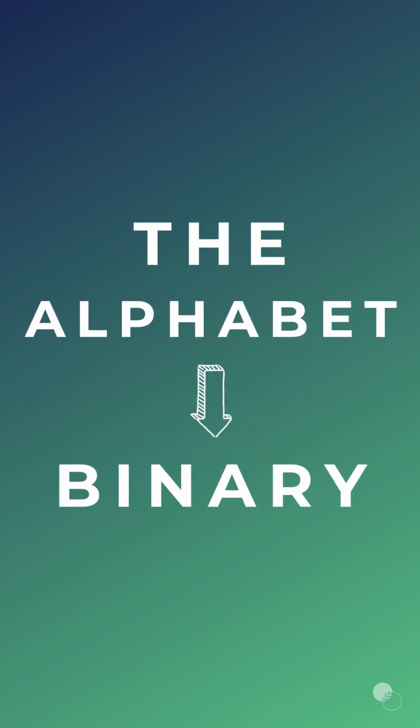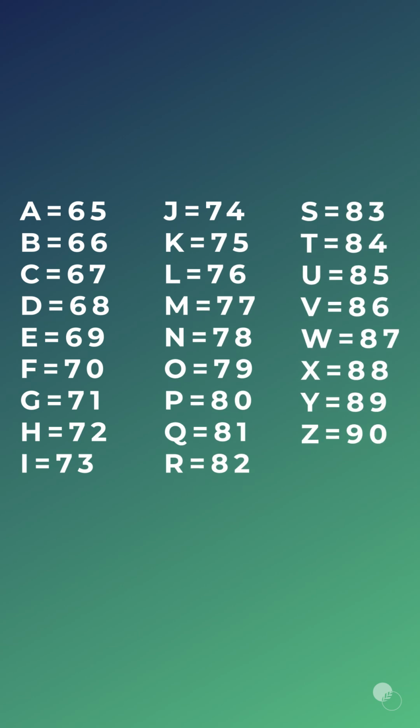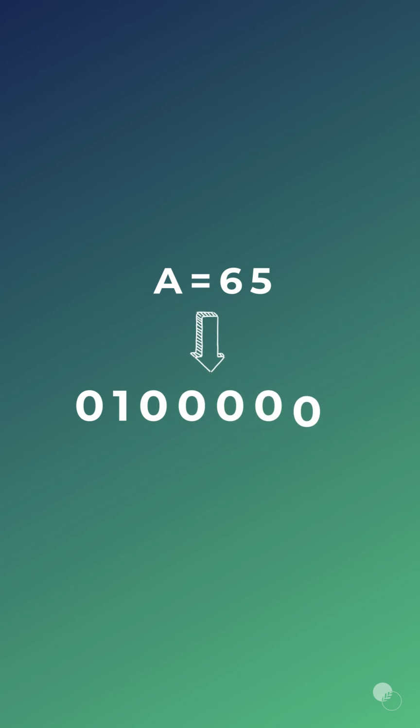So how do we deal with the alphabet in binary? Well, each letter and symbol is assigned a number, and that number is converted into binary just like we did then. So the capital letter A is assigned the decimal value of 65, which converted to binary is 01000001. So say we wanted to write the word process in binary, it would look like this.